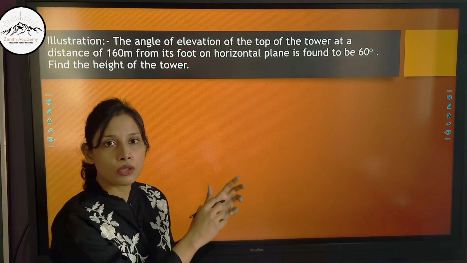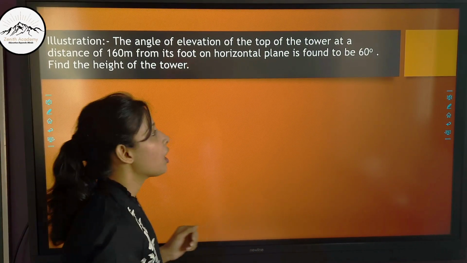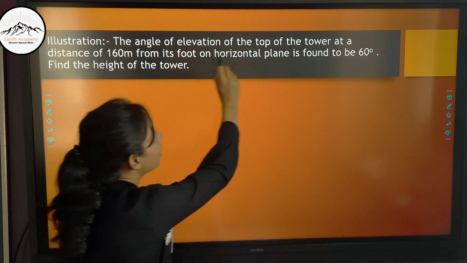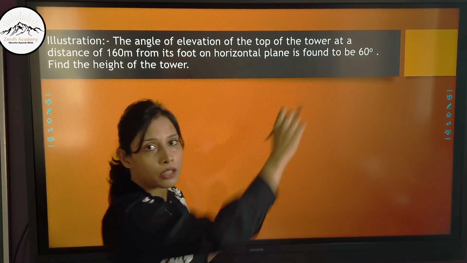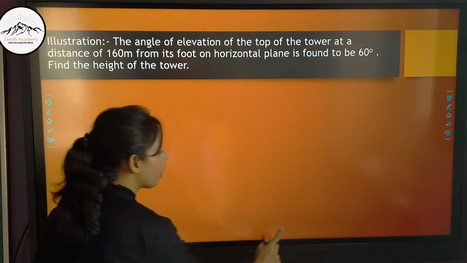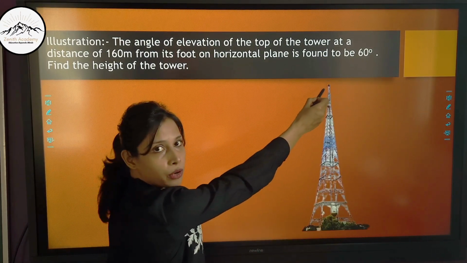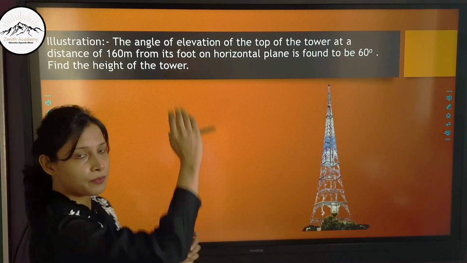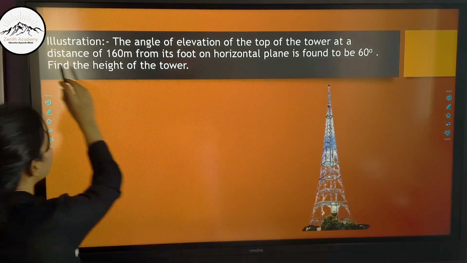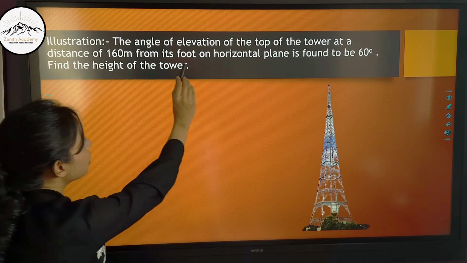The moment we see the question, the trick to solve the question in this chapter is, first we need to draw that diagram. Okay. Now here it is written the angle of elevation of the top of the tower. So what do we need? A tower. So see. Angle of elevation of this top. Okay, so we need to look upwards. Top of the tower at a distance of 160 meter from its foot.